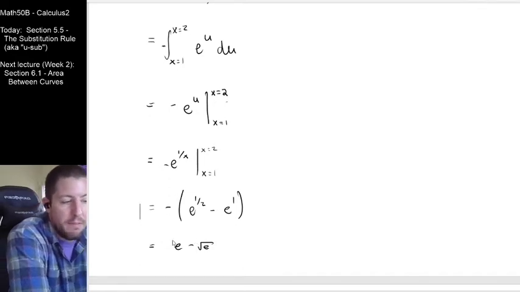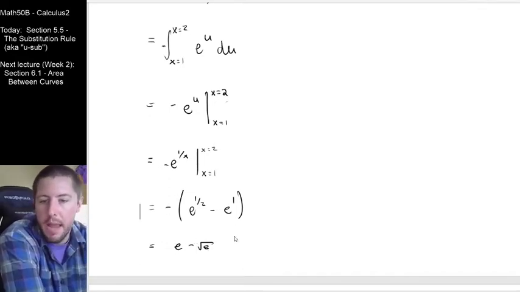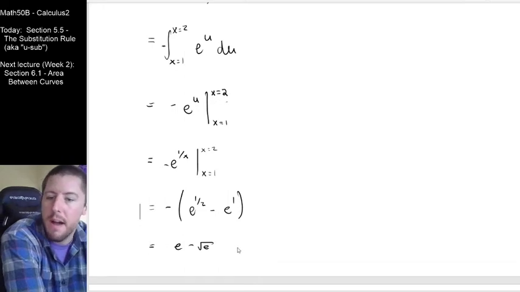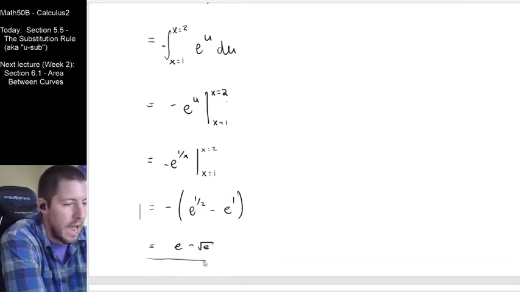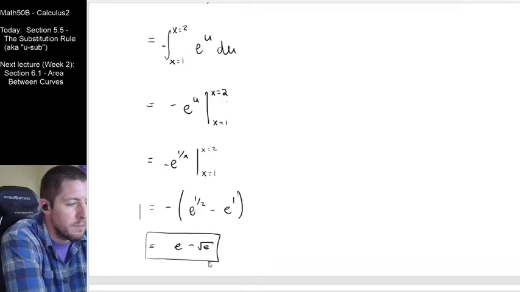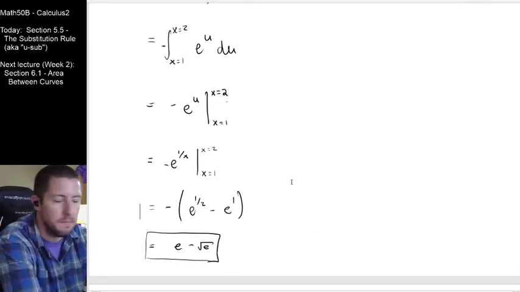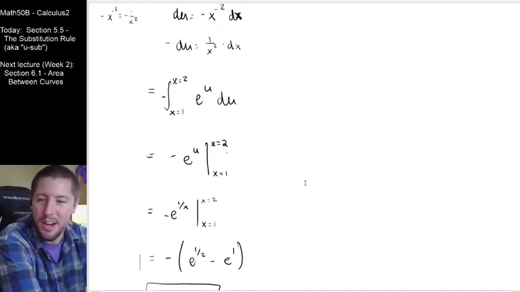But when I multiplied the negative through, the e became positive. The square root of e became negative right there. So it looks like this is our final value here. I think this is a good exact answer right here. I'm sure there's a decimal we can get for that. I care about those a lot less. Okay, so there's our first one right here.